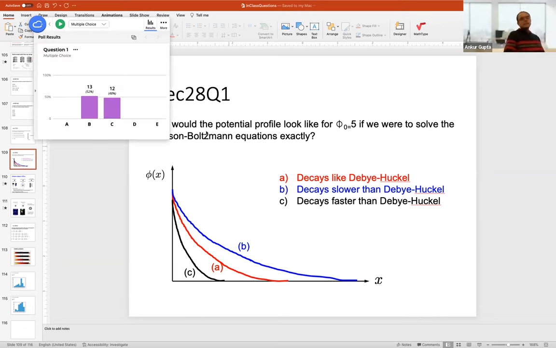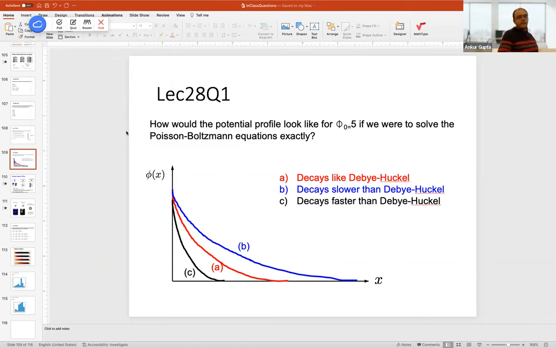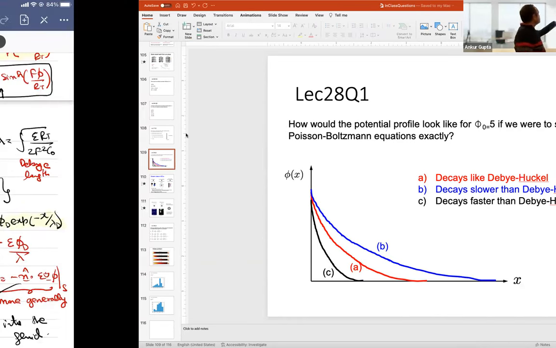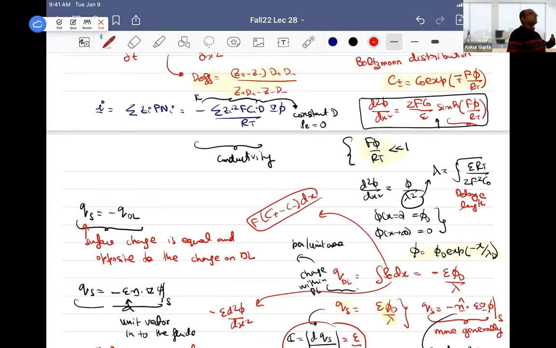So it's split completely. Some of you said slower, some of you said faster. The answer is that it decays faster than Debye-Hückel. To understand that mathematically, I'll give you a very simple reason. Don't overthink it. Your sinh starts to blow up when you increase phi; if you continue to increase phi, it becomes larger and larger. The second derivative means the curvature, so the curvature is larger and larger. And the curvature is larger when you have a steeper drop than a slower drop.